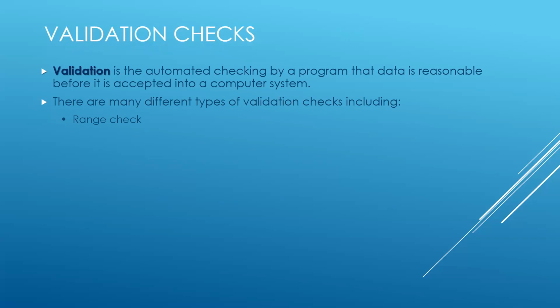We need to be aware of the term range check. What it is, we will be learning very soon. Then we have the limit check, the length check, the type check, the character check, the format check, the presence check, and the check digit. These are the names of the validation checks that you need to know, and where they are being used. You should know that as well. So now, any questions regarding the term validation itself and the validation checks we are going to study right now?